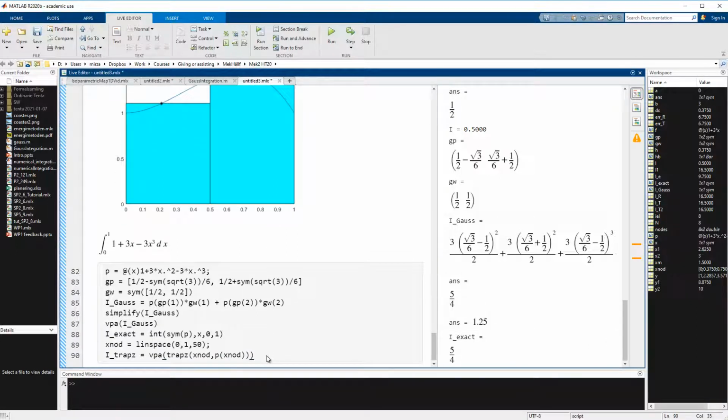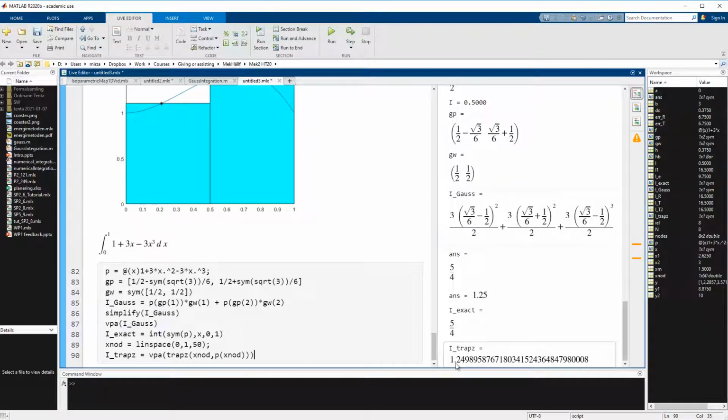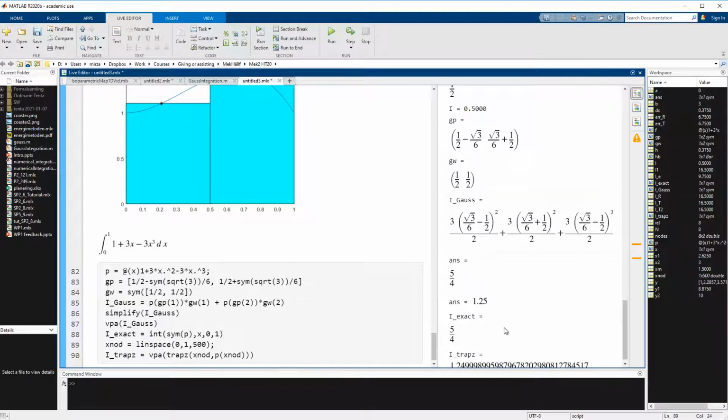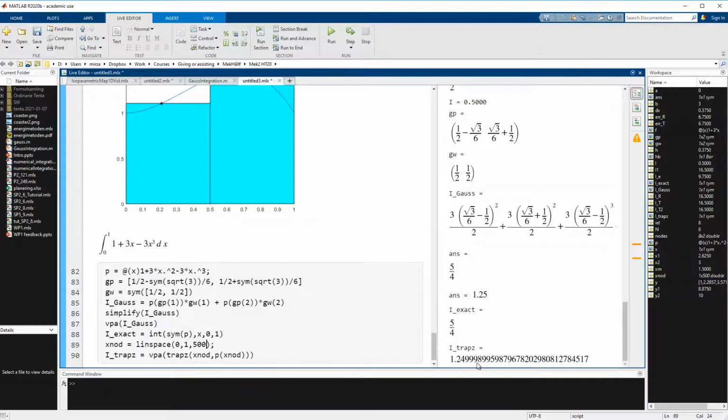Okay, so how about comparing this to the trapezoidal integral? Well, it's not really fair, but let's do it. So let's take 50 points. For 50 points, we're not even close. How about 500 points? We're sort of getting there. Still, we're off at the 1, 2, 3, 4, 5th decimal place. So 500 evaluation points instead of only 2, and we're not even close to the true solution. I mean, it depends on your application and how accurate you need it to be.